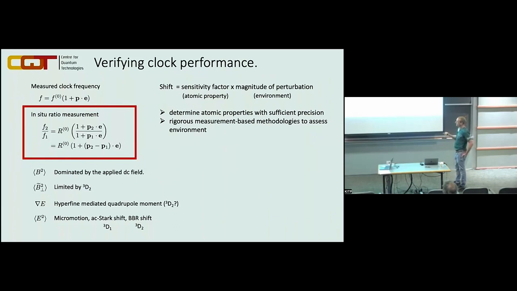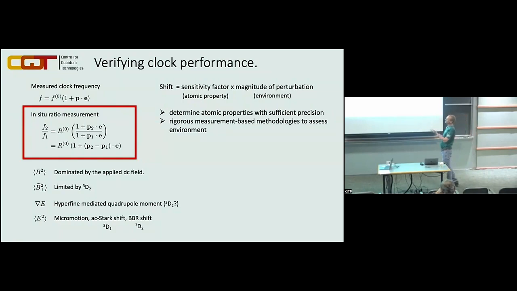So these shifts here are basically the same. The AC Stark shift is not a problem for 3D2. And then the only thing left is the BBR shift, and that's more significant on 3D2. That's on the order of the Indian clock number. It's a factor of 2 larger, so something like 3 times 10 to the minus 17, so it's manageable.